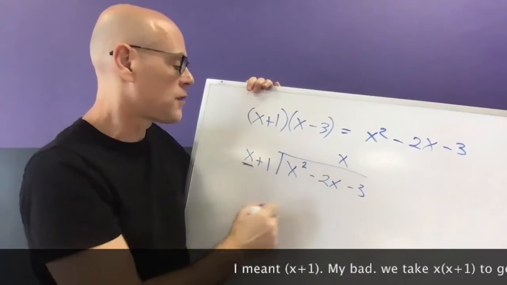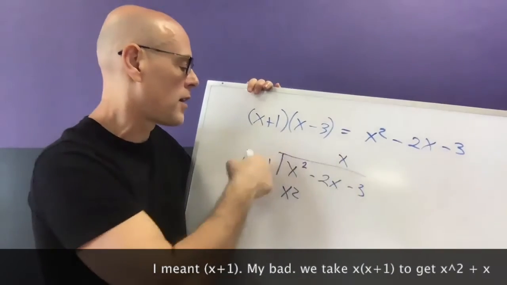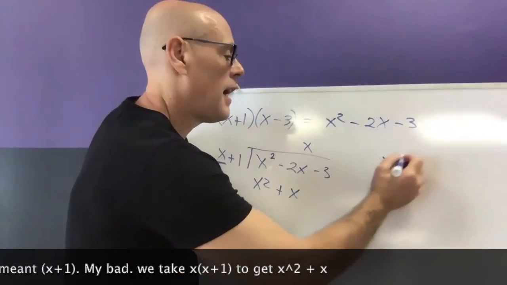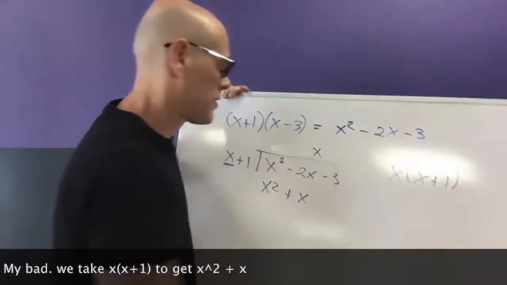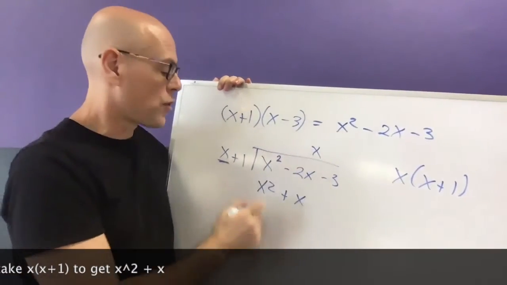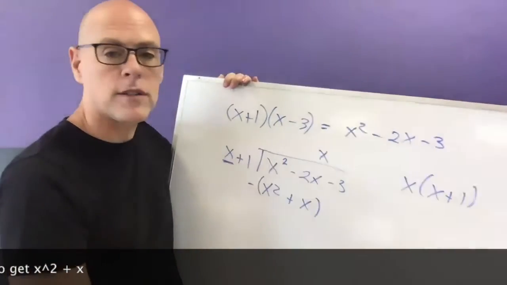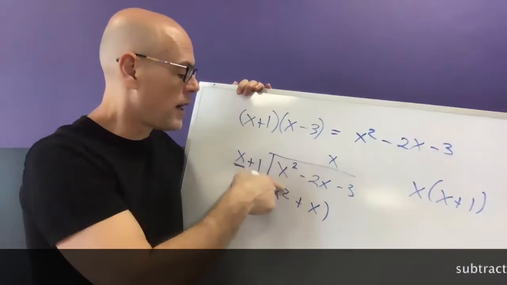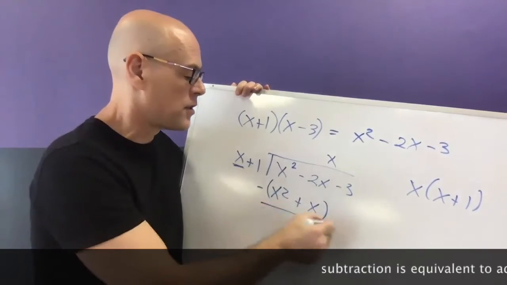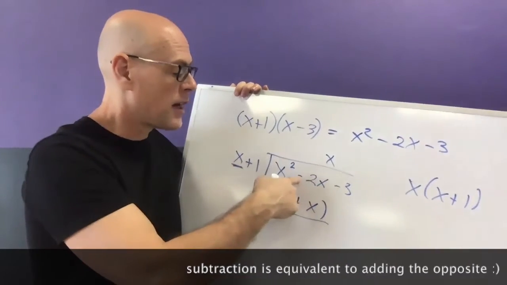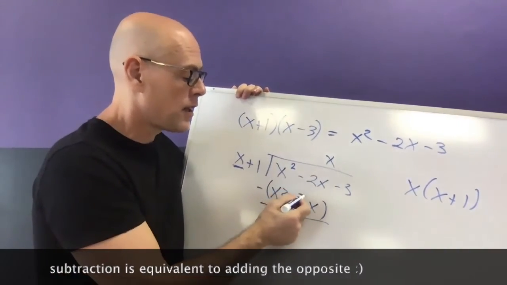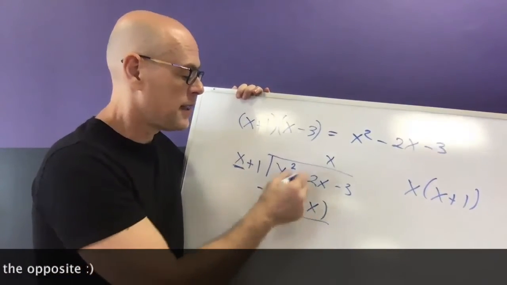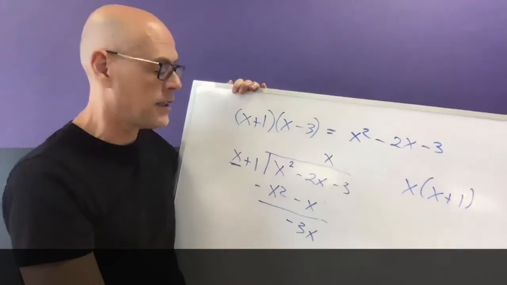So x times x plus 1 is going to give me x squared, and then the x times the 1 is simply plus x. Now I need to subtract, okay? So we can think about subtraction as just adding the opposites. So x squared minus x squared is going to cancel. And over here, negative 2x, think of this as minus. If I distribute that minus there, minus x equals negative 3x, like such.